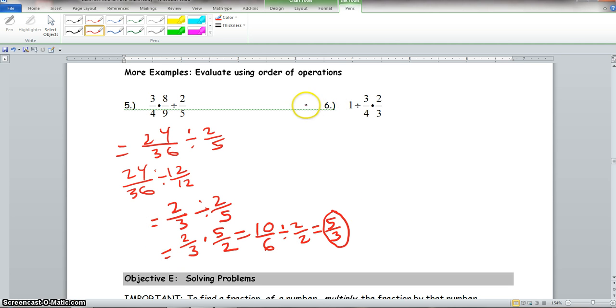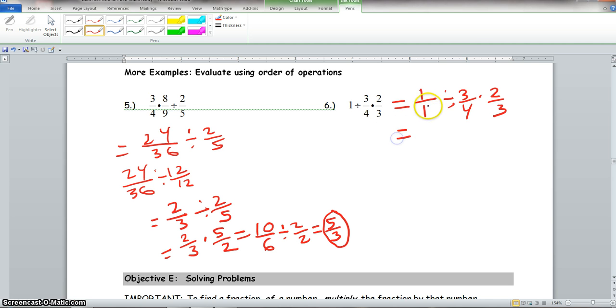Now we come here to problem number 6. Now again, we have multiplication and division. We do whichever one comes first from left to right. This time division came first. But before we do that, let me adjust this so this 1 could also be a fraction. So we have 1 over 1 divided by 3/4 times 2/3.